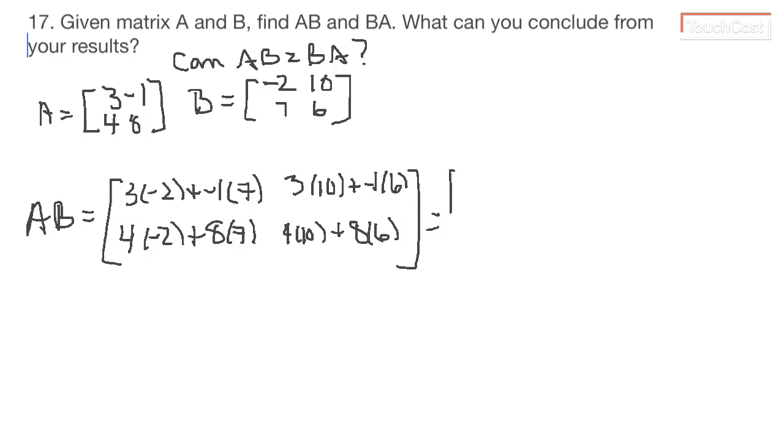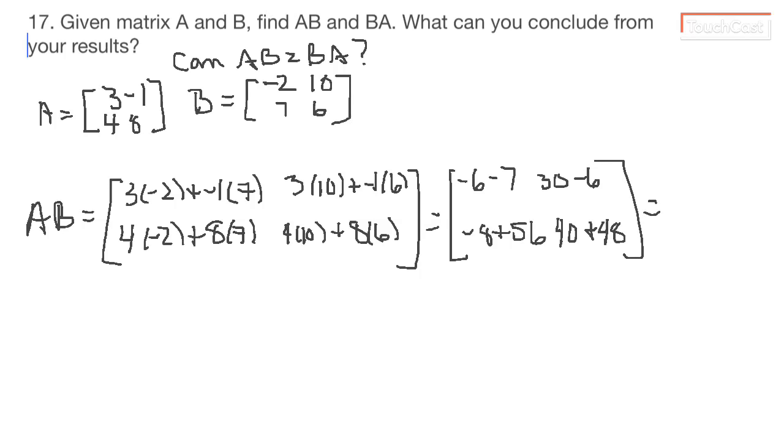which is going to give us negative 6 minus 7, 30 minus 6. It's going to give us negative 8 plus 56. And then it's going to give us 40 plus 48. Which means our final matrix for AB is going to be negative 13, 24, and 48, 88. So let's see if we switch the order.